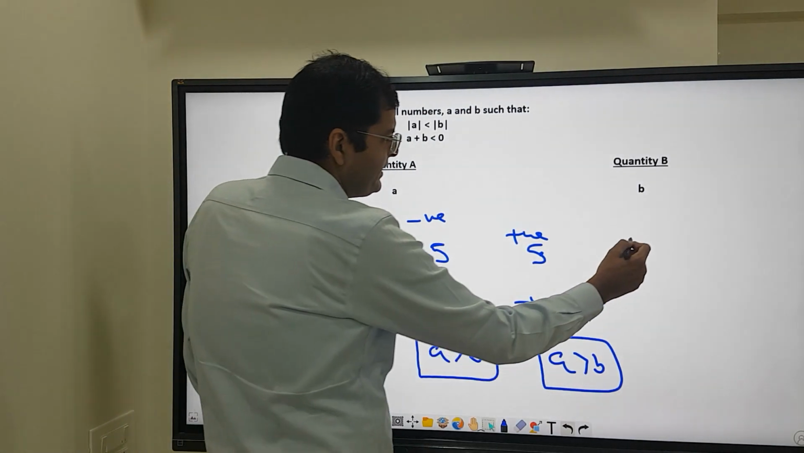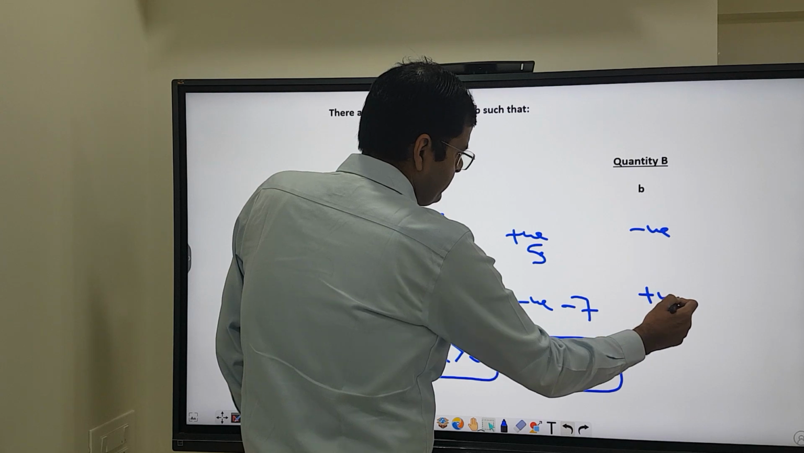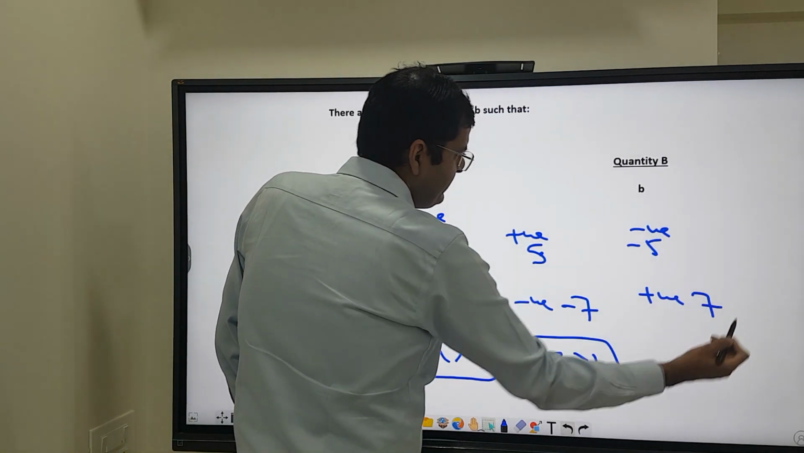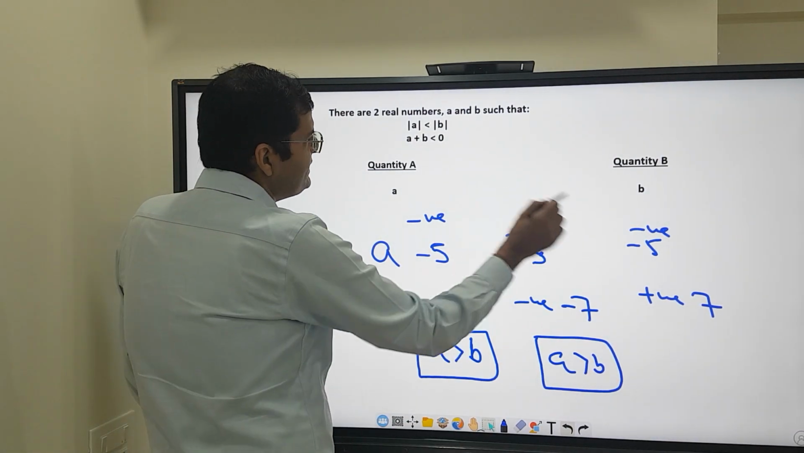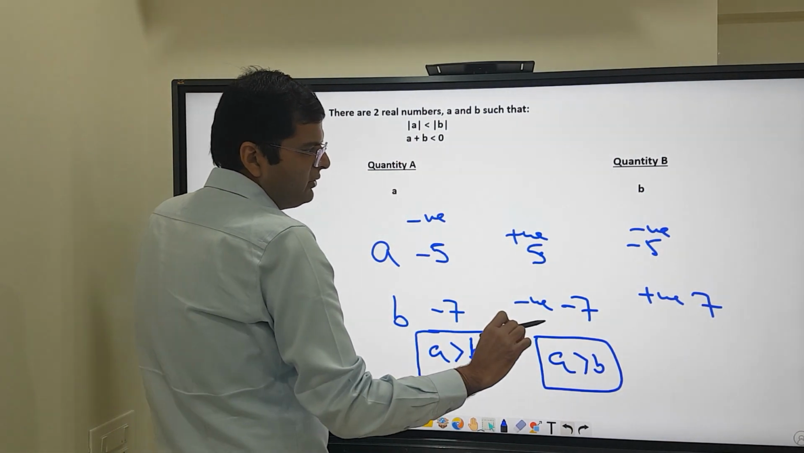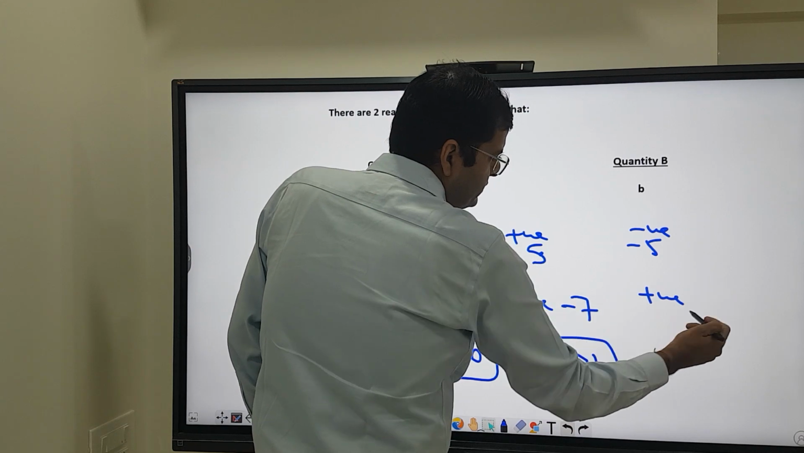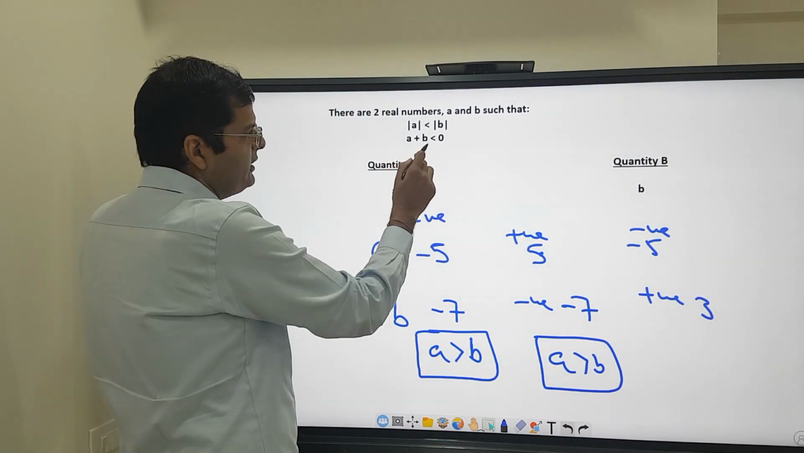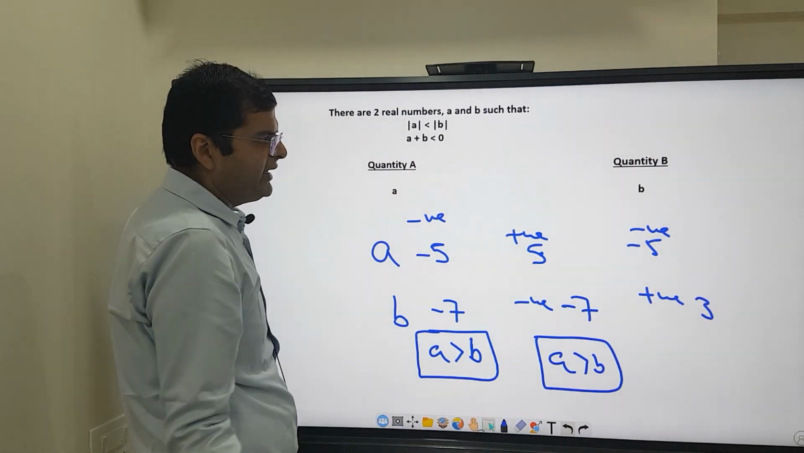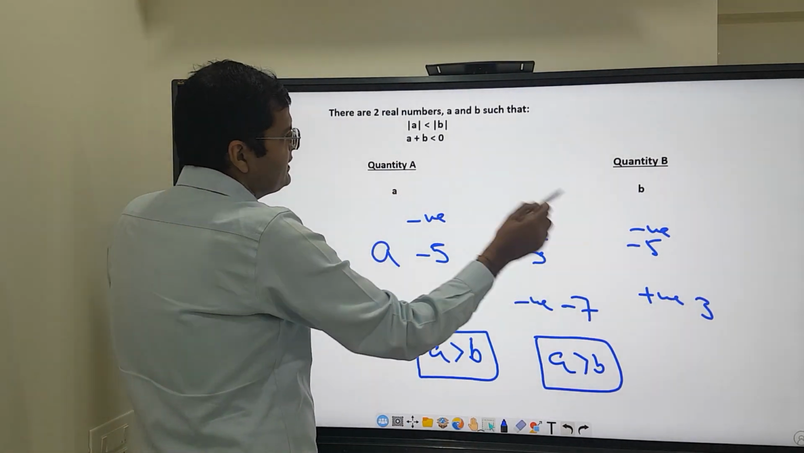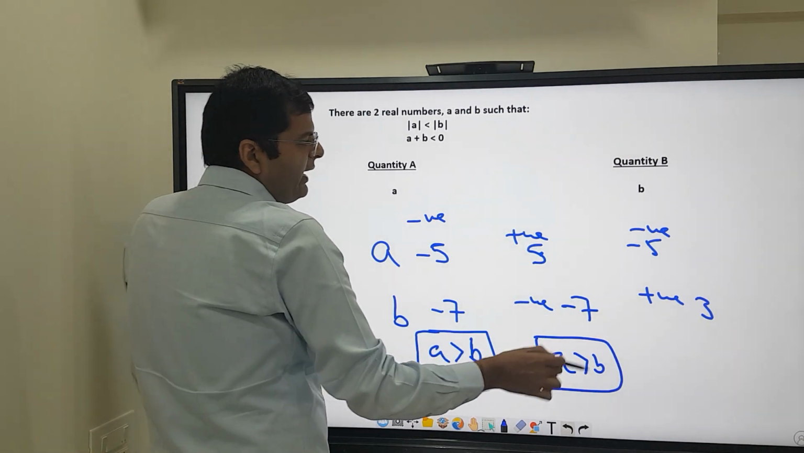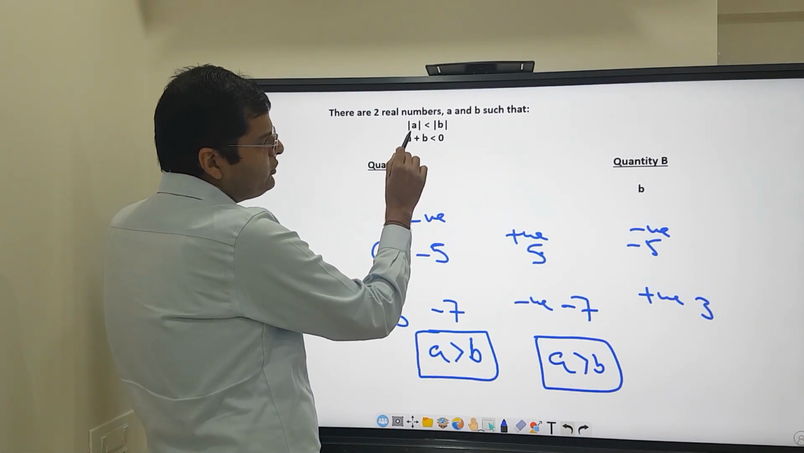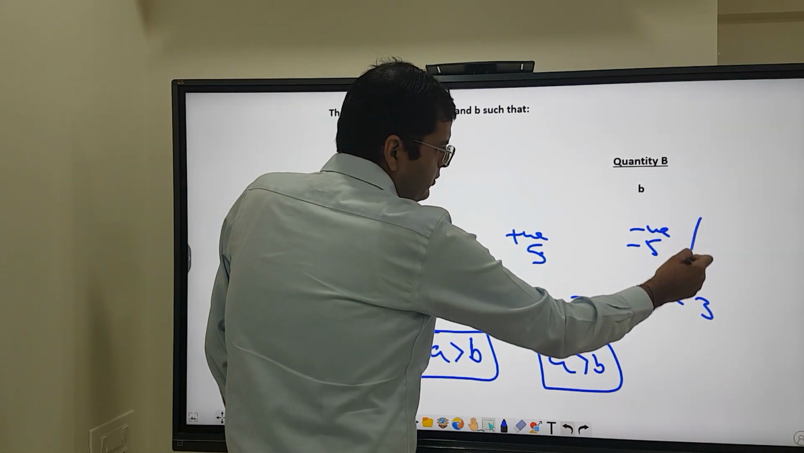Now if I take another case where a is negative and b is positive, let us assume a to be minus 5 and b to be 7. But in that case a plus b is not less than 0. For a plus b to be less than 0, I have to assume b to be 3 and a to be minus 5, because when we add minus 5 and 3 we get a negative number. Then the absolute value of a is 5 and the absolute value of b is 3. Again this is not possible because the absolute value of a has to be less than that of b. So this case is also ruled out.